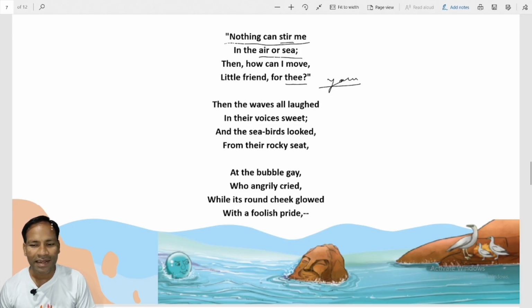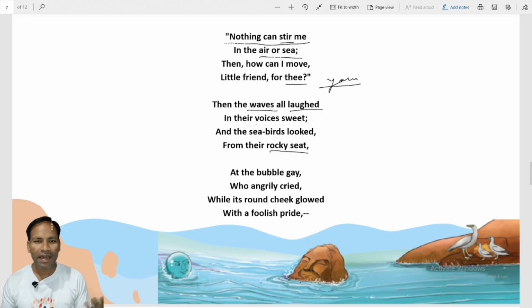अभी रॉक ने ऐसा कहने के बाद देखो, वेव्स जो सर्वेंट्स कही है यहाँ पे बबल्स की, तो वो हंसने लगी. अगेन पर्सोनिफिकेशन. In their voices sweet, and the sea birds looked from their rocky seat. और सी बर्ड्स का भी अटेंशन चला गया अभी वो दोनों के डिस्कशन की तरफ, और वेव्स भी हंसने लगी. So it found the bubble somehow insulting.